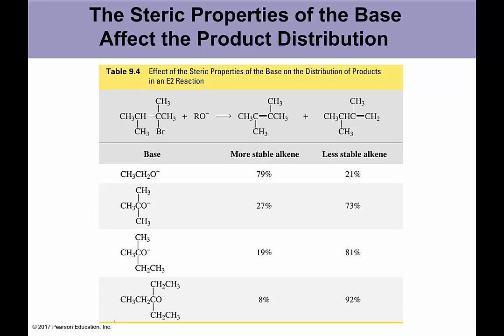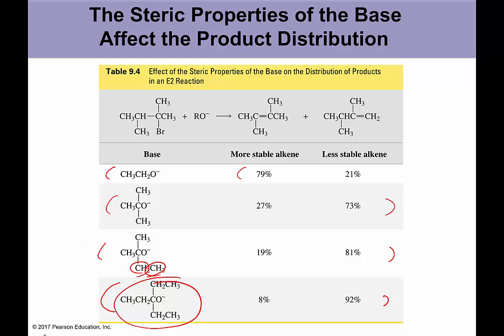So if you want to think about how this breaks down, chemists are really good at making different kinds of reagents. If you look at ethanol as the base, what you end up with is primarily the more stable alkene. T-butoxide, it switches, it becomes 73% the less stable, and then this one, which is even bulkier because of the addition of an extra carbon right here, you end up with 81%, and then this one, which is bulkier than all of them, tends to give you a higher yield of the unstable alkene.